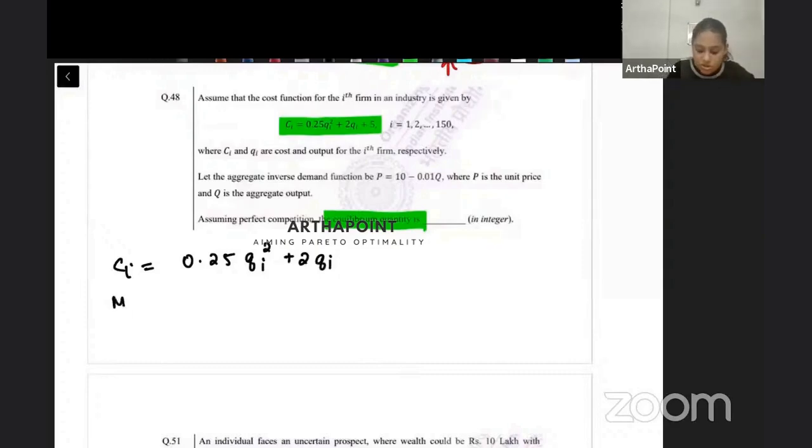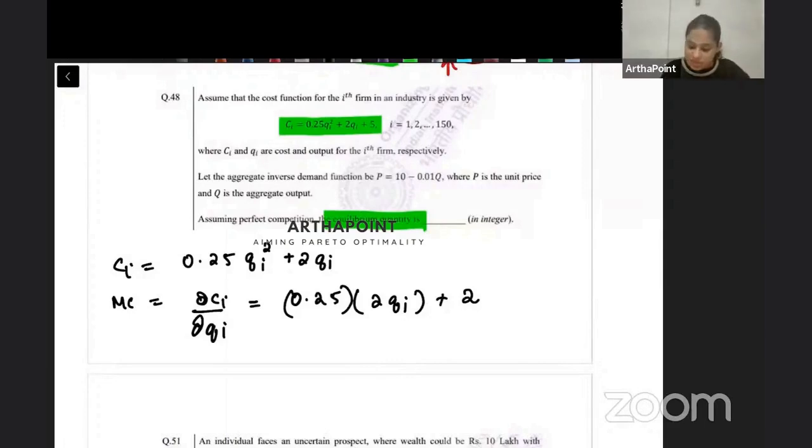So marginal cost is how cost changes as your quantity changes, as QI changes. And when you differentiate this, what will you get? You will get 0.25 into 2QI plus 2. So solving this gives me 0.5 QI plus 2. This is my marginal cost.